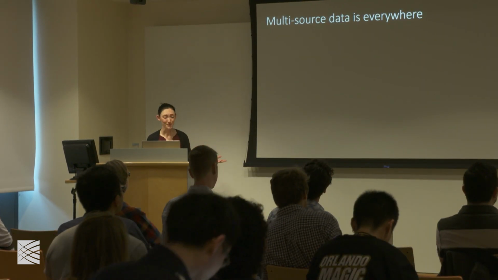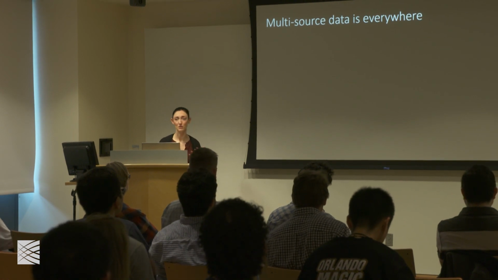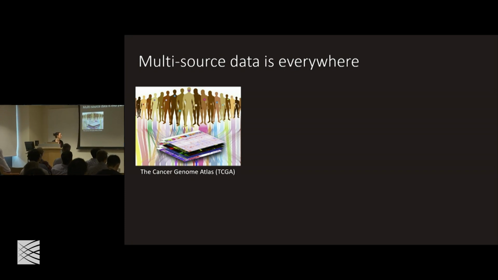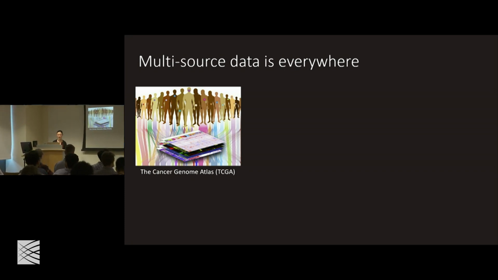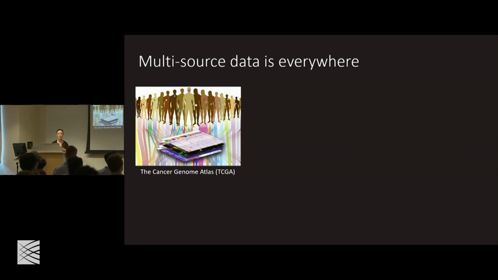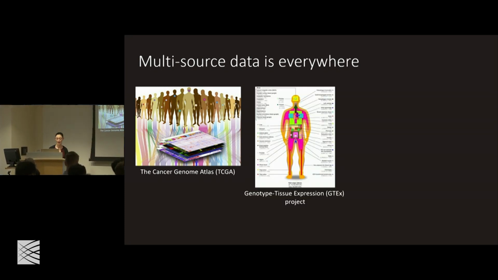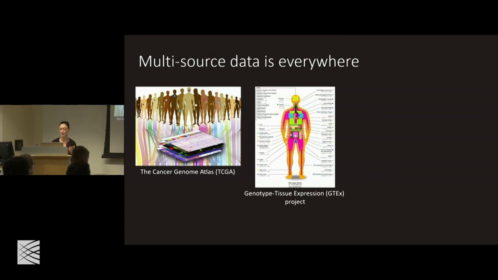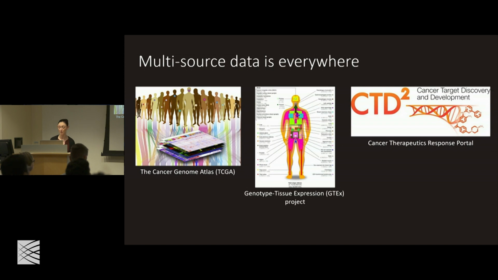Multi-source data is everywhere, and I'm sure including on many of your laptops or PCs. In terms of publicly available data sets, this includes the Cancer Genome Atlas, where we have multiple different data types measured across many different tumors and patients. The Genotype Tissue Expression Project, which I'm sure many of you are familiar with, where they've measured SNP and gene expression data across many tissues. And the Cancer Therapeutics Response Portal. This is one of many databases of cancer drug response, with many different cell lines and many different cancer drug responses measured in these cell lines.